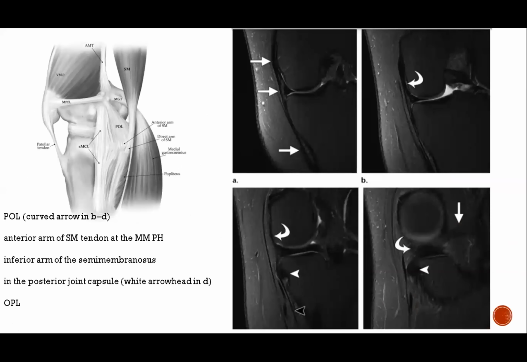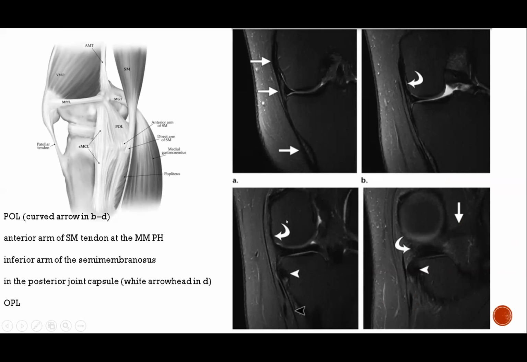So seeing the same anatomy in MR images, picture 8 depicts the superficial MCL. So this is the anterior cut. This is the cut at the femoral condyle level. So we are just posterior to it, and the posterior oblique ligament becomes evident. So the curved arrow from B to D represents the posterior oblique ligament.